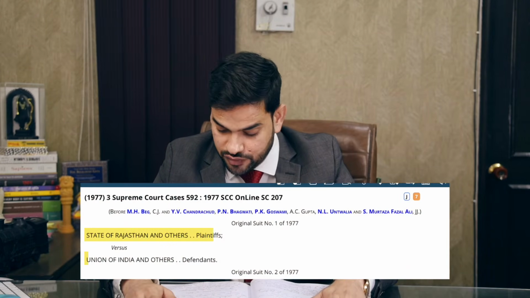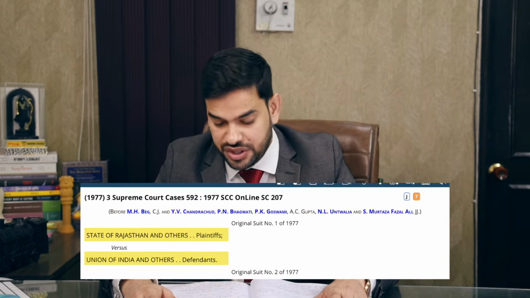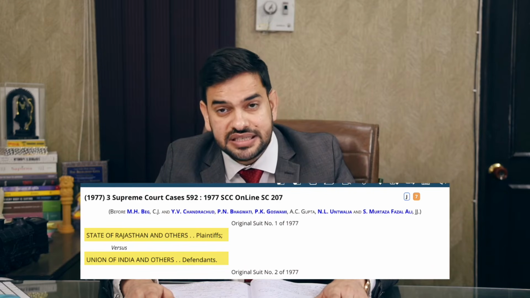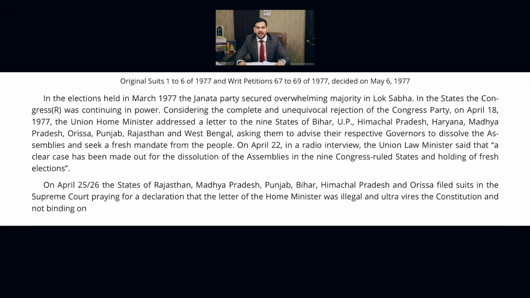So the first example which I would like to give you is the State of Rajasthan versus Union of India, which was decided by the Supreme Court in 1977. So the facts of the case were like this. When Janata Dal came into power in the center, the Home Minister of the central government sent a letter to the states of Rajasthan, Madhya Pradesh, Punjab, Bihar, Himachal Pradesh and Odisha. And the Home Minister through his letter asked the Chief Ministers of those states to dissolve the Legislative Assembly.